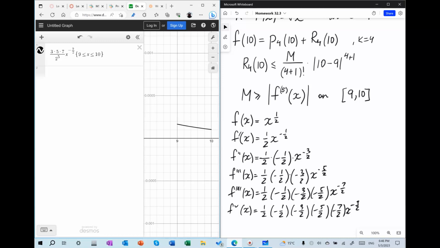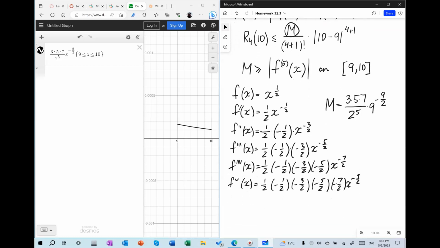That means it reaches its maximum at 9, and we choose M to be 3, 5, 7 over 2 to the 5, times 9 to the power negative 9/2. And now we're ready to plug that value in here and compute this upper bound for the remainder. So we're going to have 3, 5, 7 over 2 to the 5, 9 to the power negative 9/2, all divided by 5 factorial and multiplied by 1 to the power 5, which is just 1.